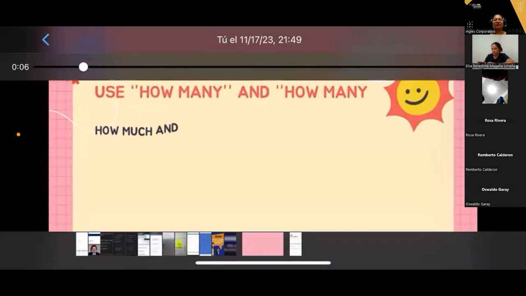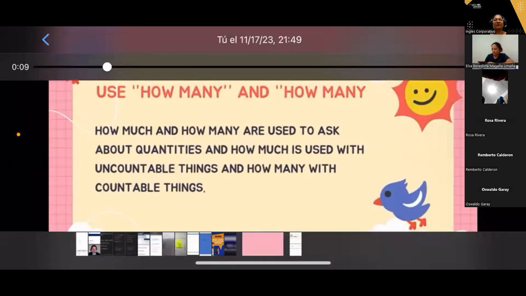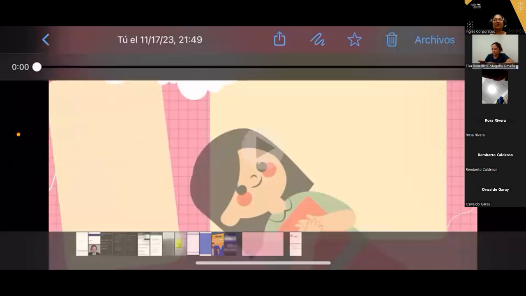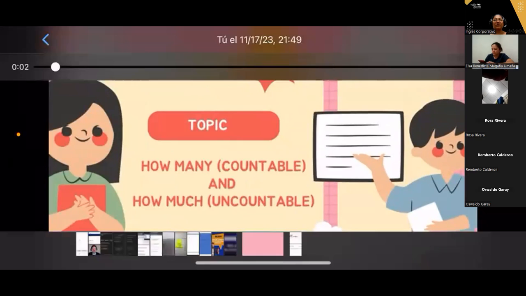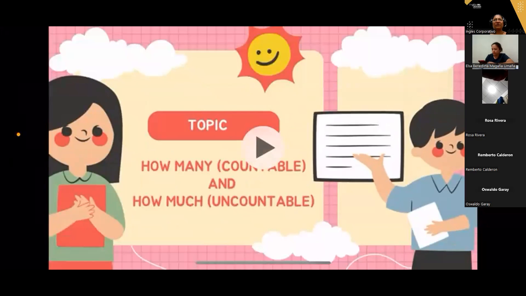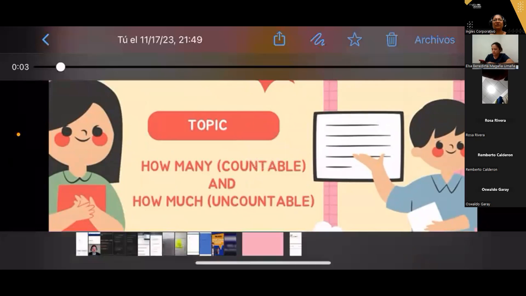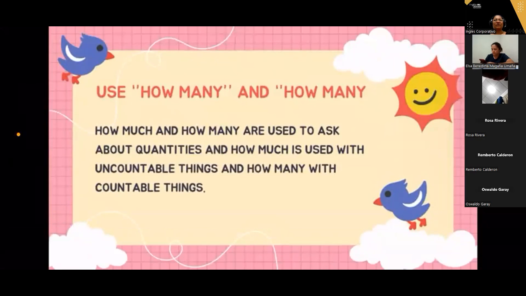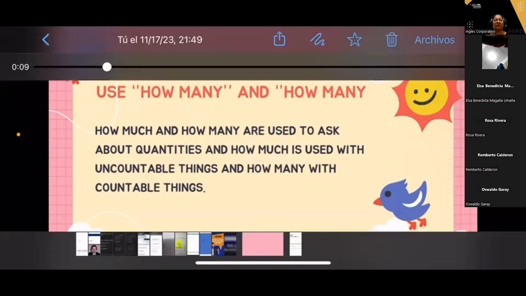Talking about how many and how much. Countable and uncountable. Okay, we use how many and how much to ask about quantities. We use how much with uncountable things and how many with countable things.